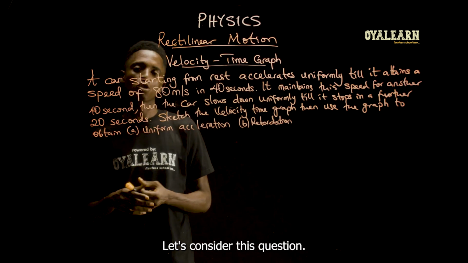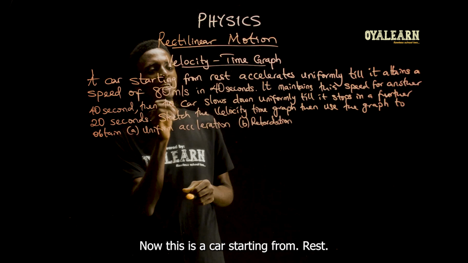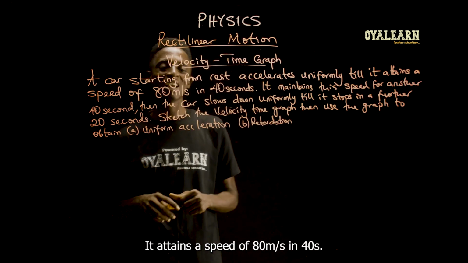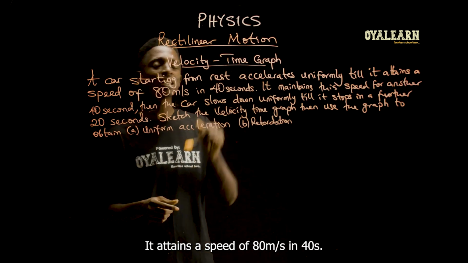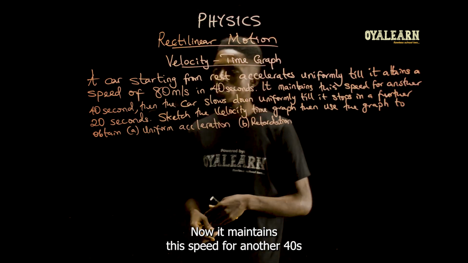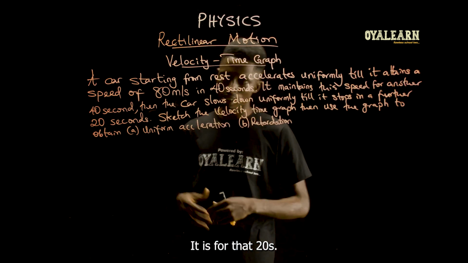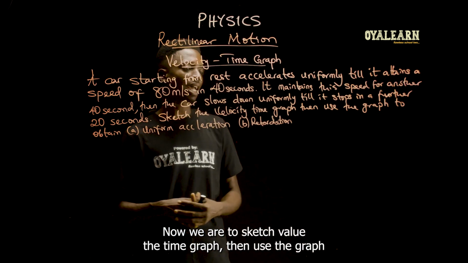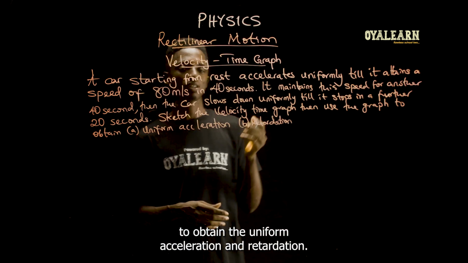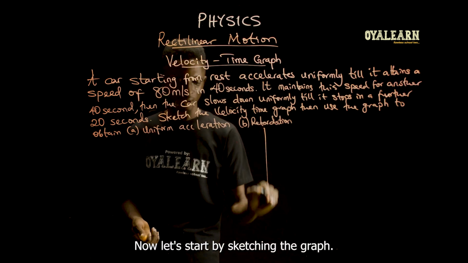Let's consider this question that involves velocity time graph. Now this says a car starting from rest accelerates uniformly till it attains a speed of 80 meters per second in 40 seconds. Now it maintains this speed for another 40 seconds, then the car slows down uniformly till it stops in a further 20 seconds. Now we have to sketch the velocity time graph, then use the graph to obtain the uniform acceleration and retardation. Now let's start by sketching the graph.